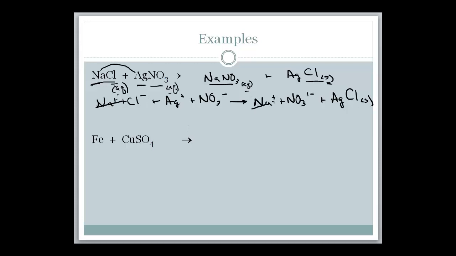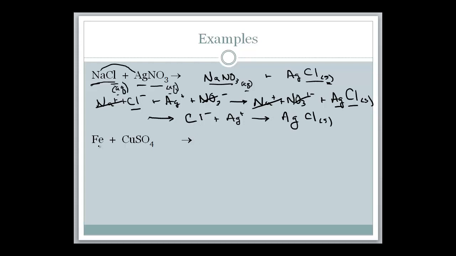The sodium ion does not change, so we cross that out. It's a spectator. The chloride we're going to keep because as a reactant, it's an ion. As a product, it's part of the compound. Silver ion we'll keep also because it's part of a compound as a product. The nitrates, we cancel those out. So our net ionic equation here is written there.